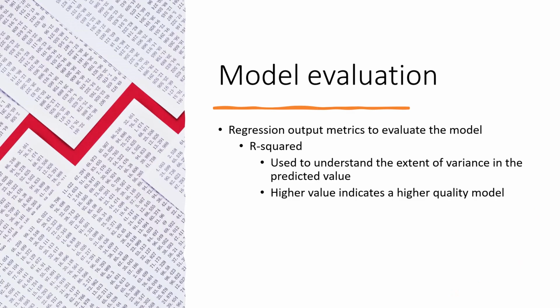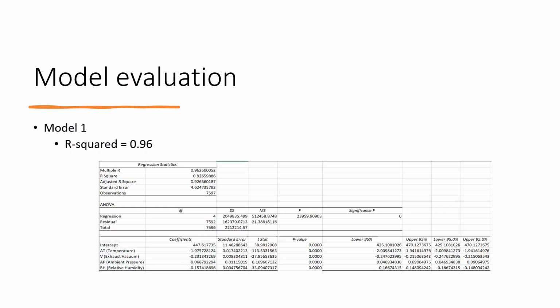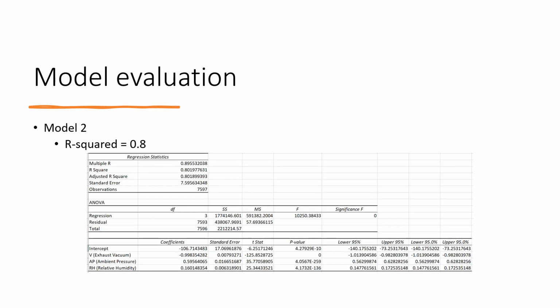I used R squared as the regression output metric to evaluate the model because R squared is used to understand the extent of variance in the predicted value, and the higher the value, the higher the quality of the model. As I evaluated the models, I found that model 1 had an R squared value of 0.96, and model 2 had an R squared value of 0.8.